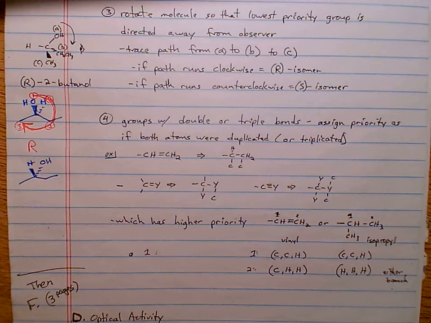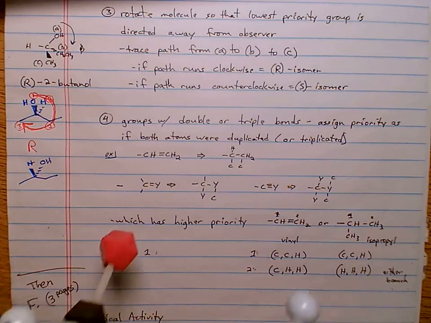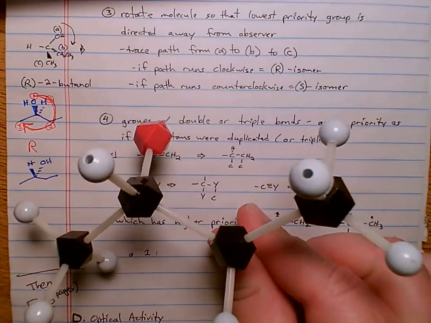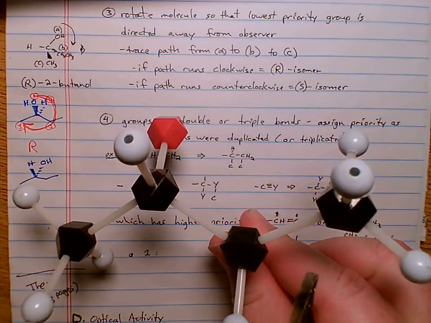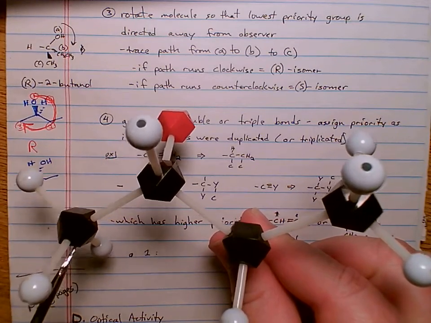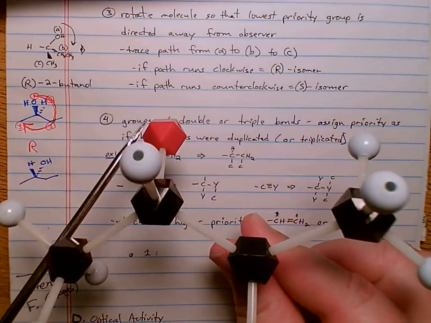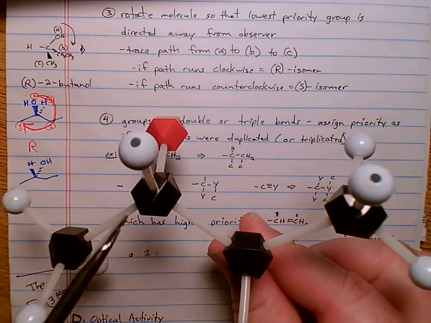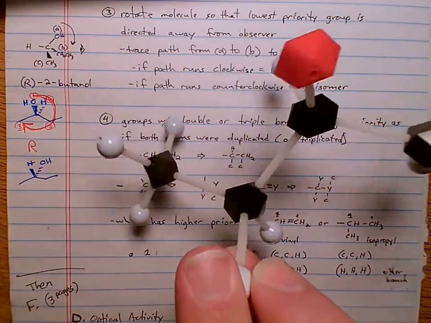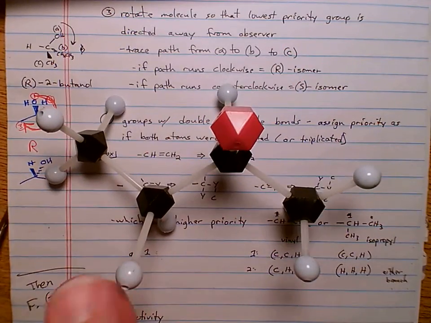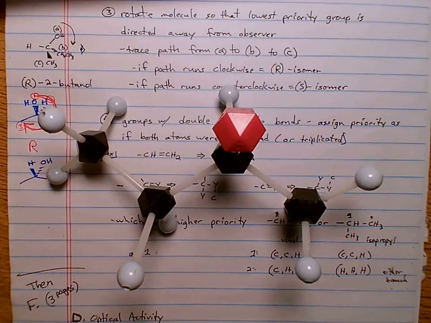Okay. Now with the models, it's actually easier to see. I need to take my molecule that looks like this. See how I've got the ethyl group on the right, the methyl on the left, the OH going back, and this hydrogen coming out. I need to rotate the entire molecule 180 degrees to get this hydrogen going back.